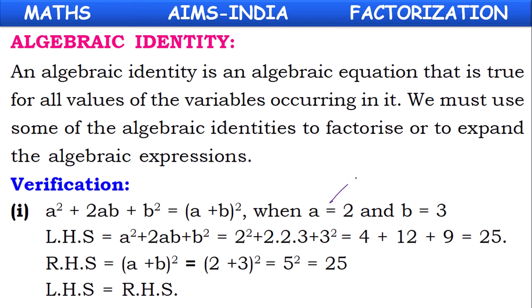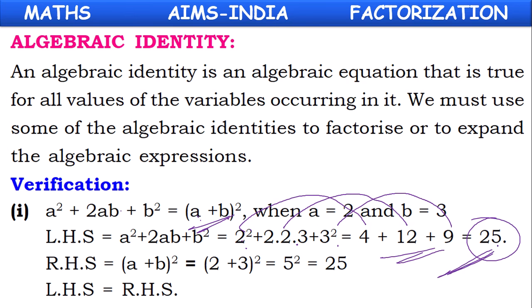Let's take a equal to 2 and b equal to 3. Now a square is 2 square, 2 into a into b is 2 into 2 into 3, b square is 3 square. Let's do the LHS part first. 2 square is 4, 2 into 2 into 3 is 12, 3 square is 9, and the sum is 25. LHS we have got 25.